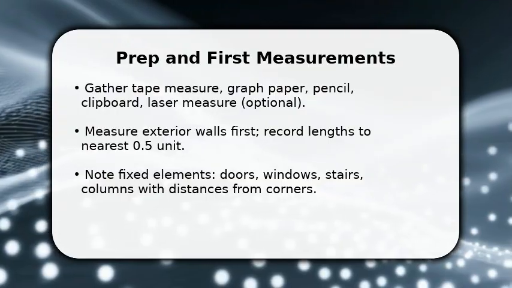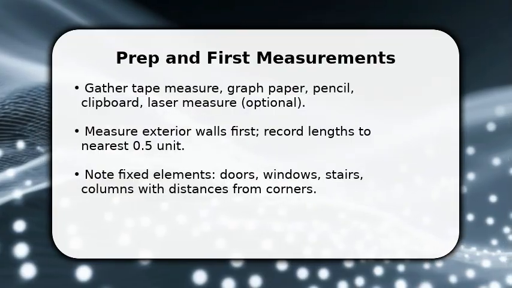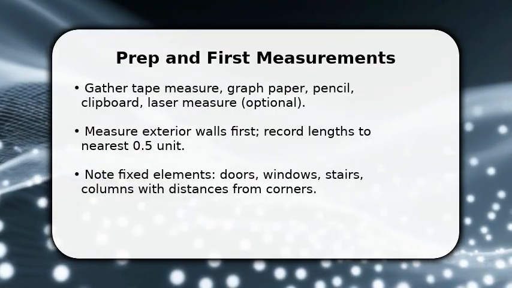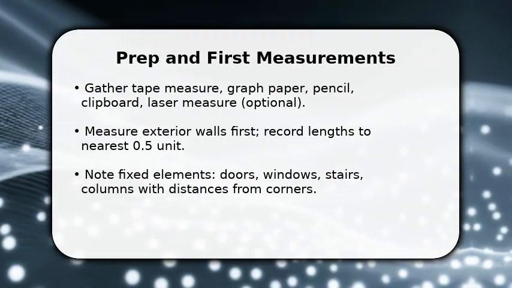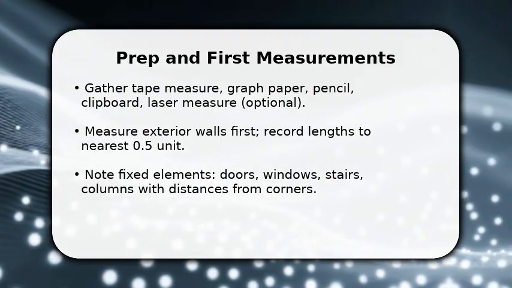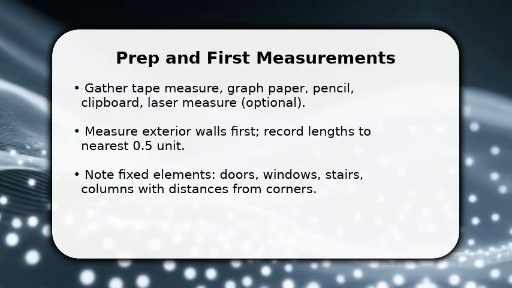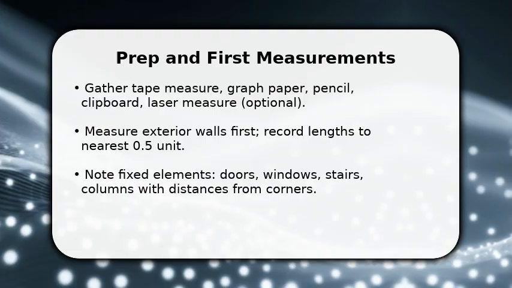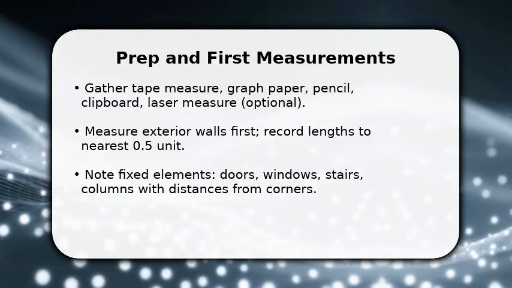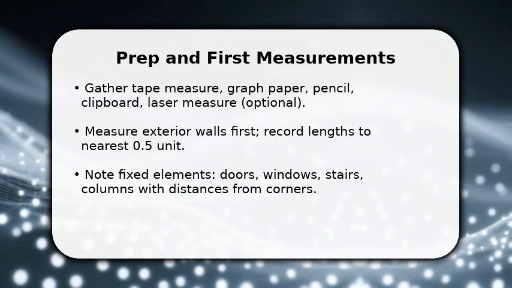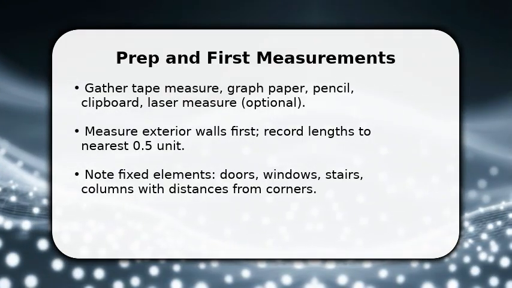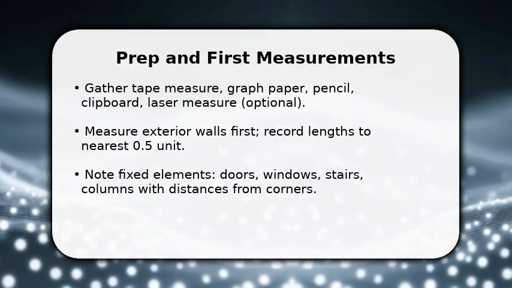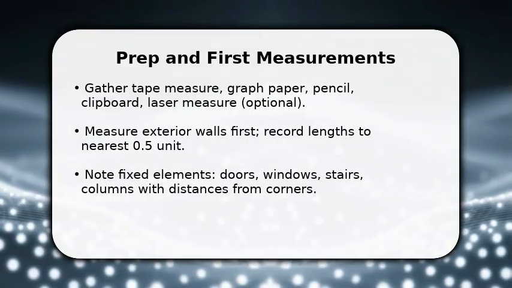You start by collecting a tape measure, graph paper, pencil, and a clipboard. A laser measure speeds things up. Walk the space and measure outer walls first, because they define the shell. Once done, measure from fixed reference points, corners or door frames, to each door and window. This prevents cumulative error. Make sure to write measurements directly on the graph paper using 1 square equals 1 foot or your chosen scale, and label walls clearly so you can redraw accurately.